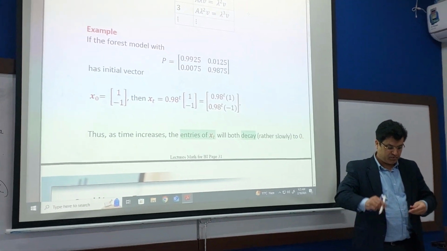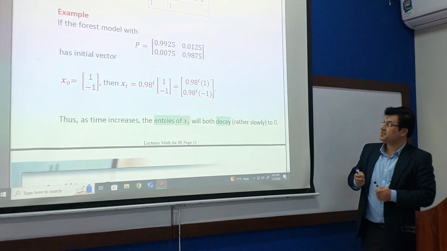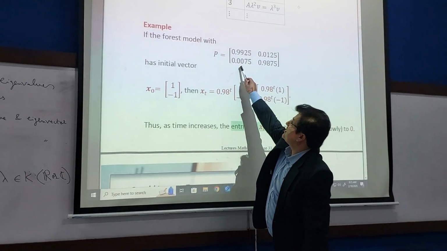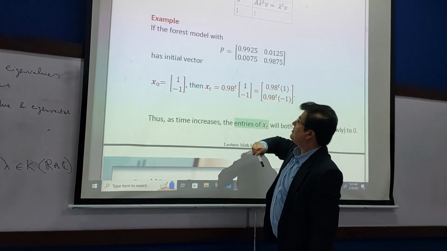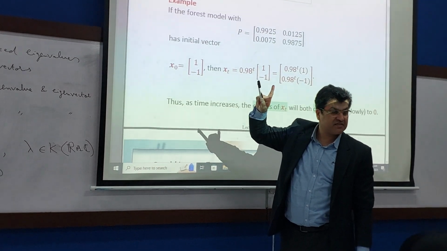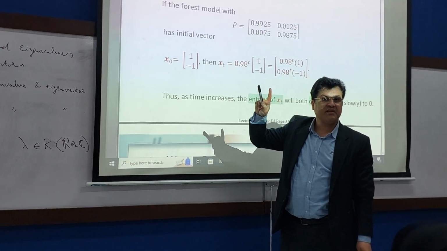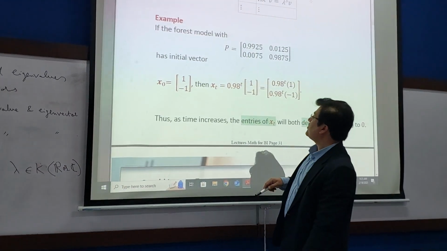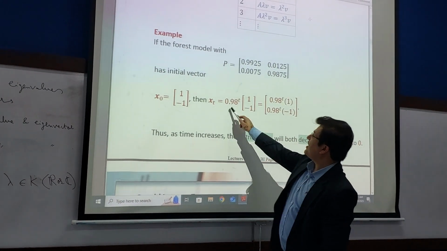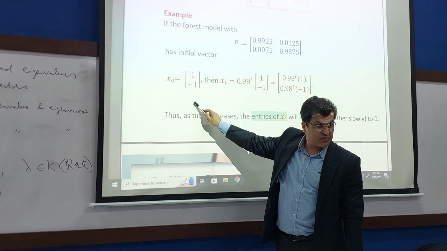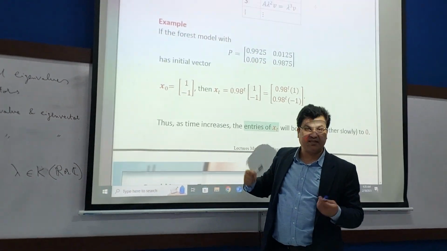to save time, this was our forest model. This was the matrix given, and we are able to find two eigenvalues and two eigenvectors. What were the eigenvalues? The first one 0.98 and the other was 1. Corresponding to 0.98, what was the vector? 1 and minus 1. This is what we achieved in the last class.